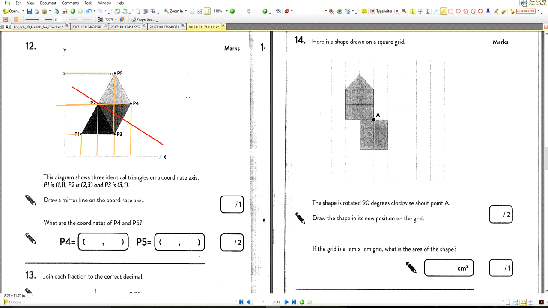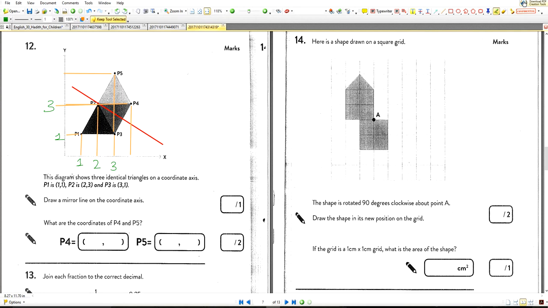Right, let's write down some values. P1 is 1, 1, so 1 across here and 1 up. P2 is going to be 2, 3, so 2 along here and 3 up. P3 is going to be 3 along here and it's still 1 up. That's good. So what's P4 and P5?